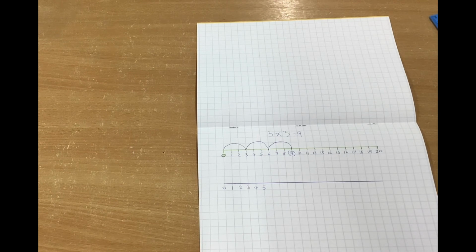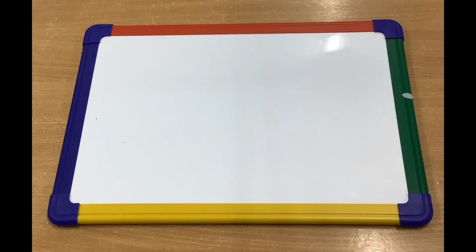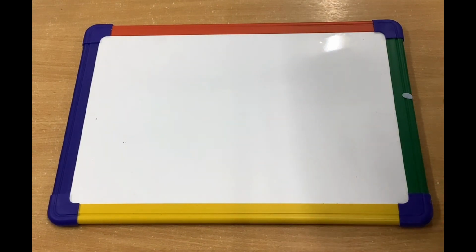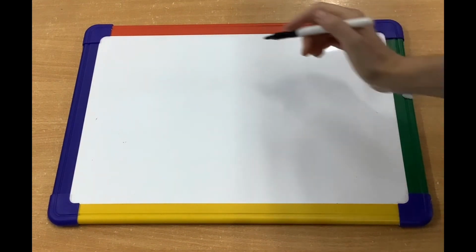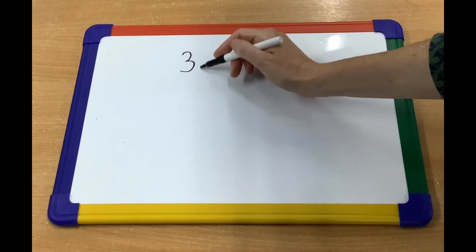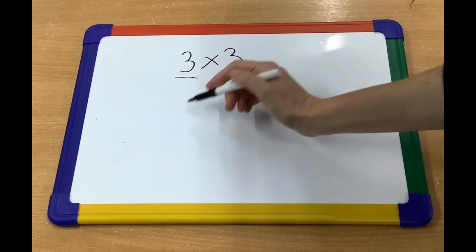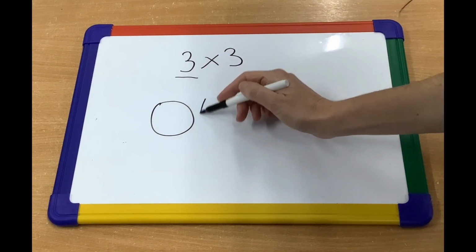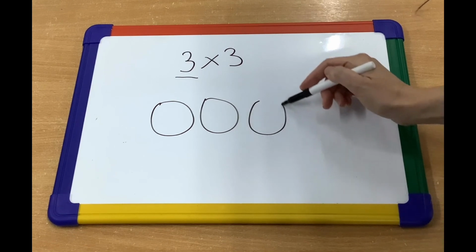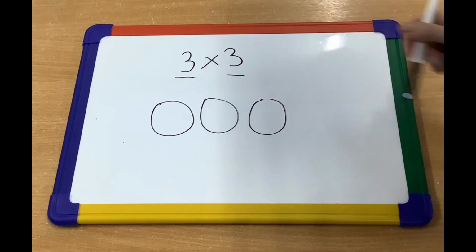Now if that's too tricky, the second challenge is going to be using pictures to show a multiplication number sentence. So I'm going to choose my multiplication number sentence first. Let's choose the same one I just did. I could choose 3 times 3. So that tells us how many sets we need. 1, 2, 3. And then that tells us how many need to be in each set.